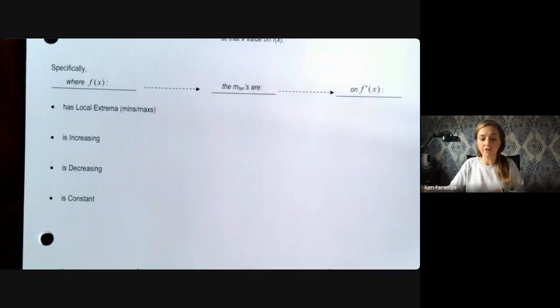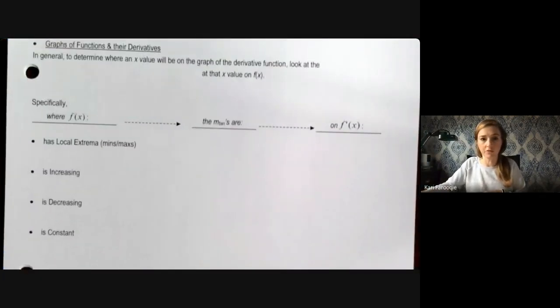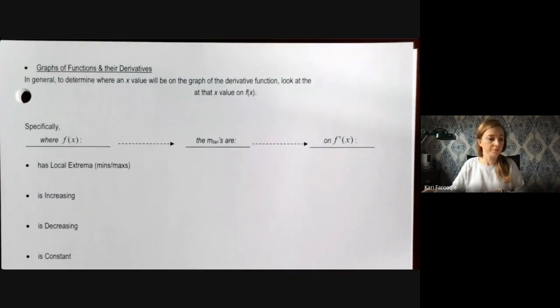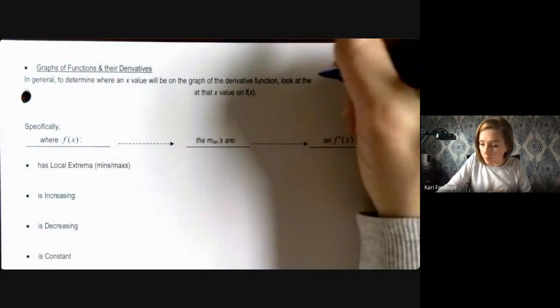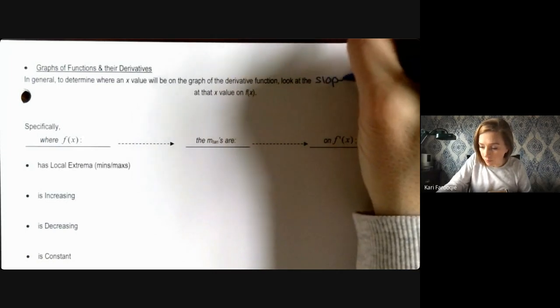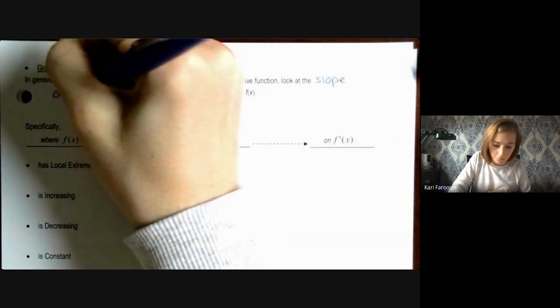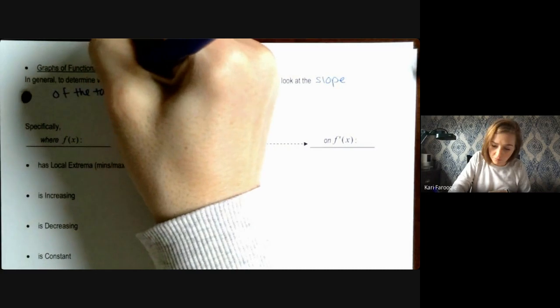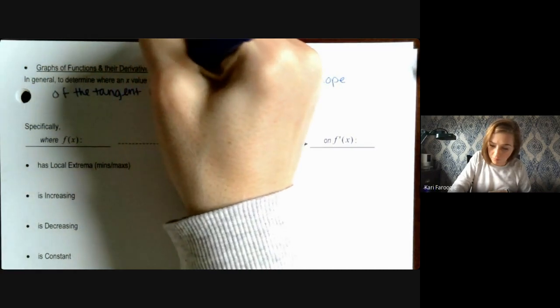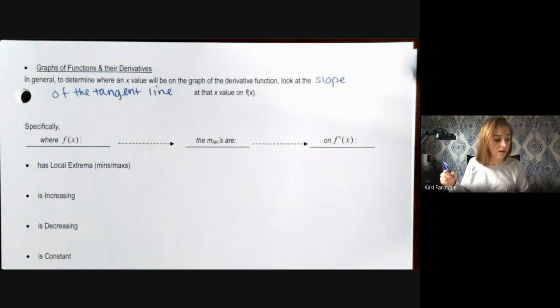All right, so graphs of functions and their derivatives. In general, to determine where an x value will be on the graph of the derivative function, look at the slope of the tangent line at that x value on f of x.